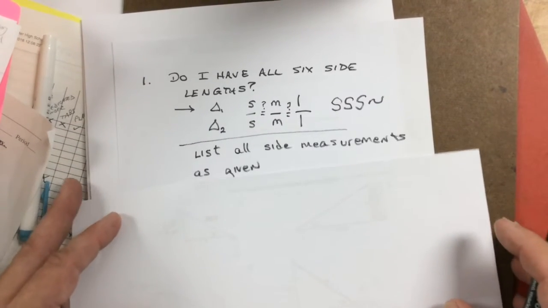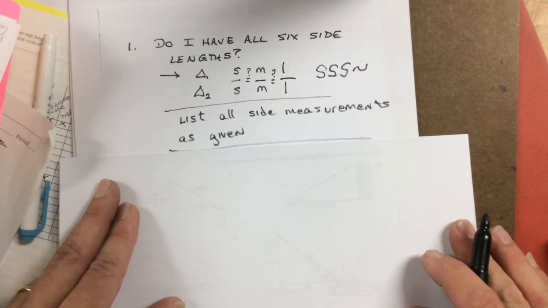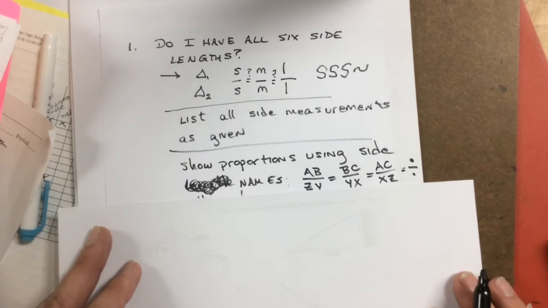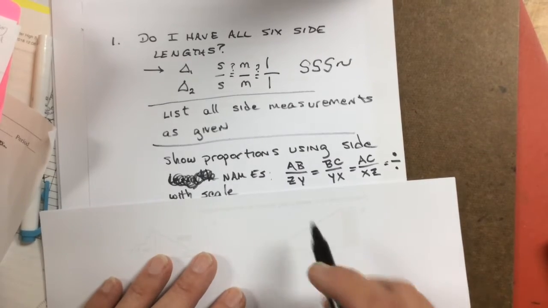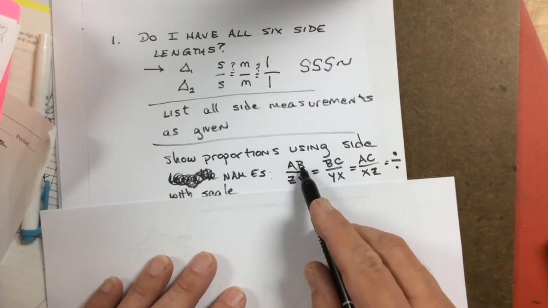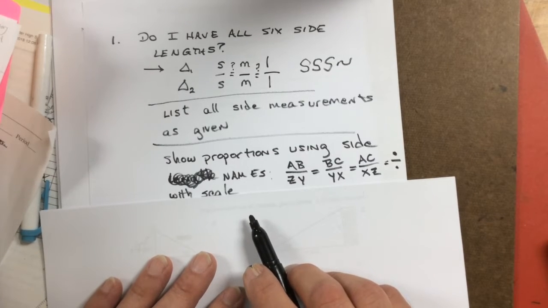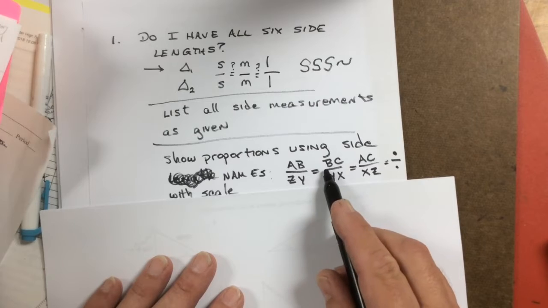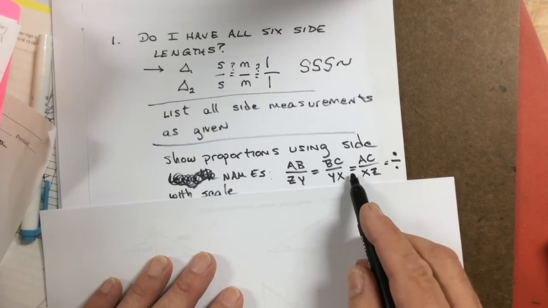Well, first thing you want to do is list all the side measurements as given. You got to list them or you won't get credit. The next thing you want to do is show the proportions using the side names. So in other words, if the small side is AB on one of them and ZY on the other, that's how you want to write it. And show that it is equal to BC over YX. So you're writing out the side names.